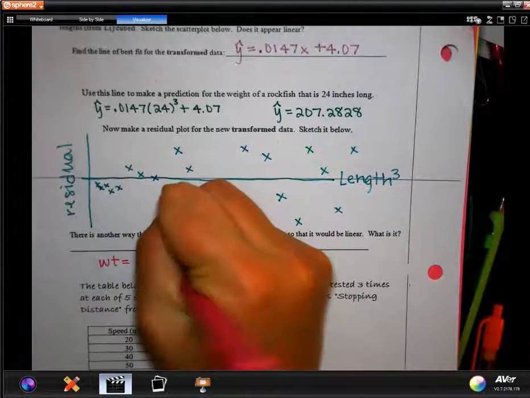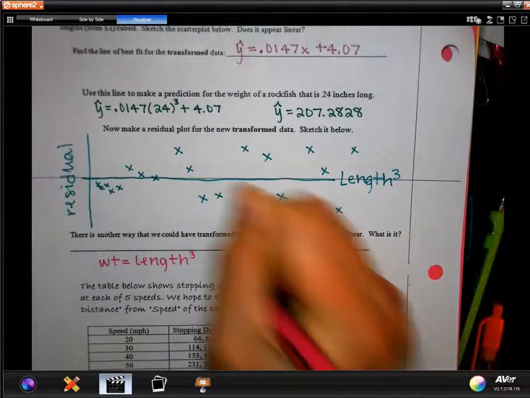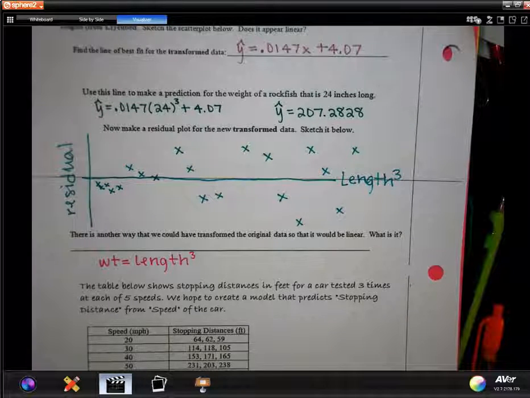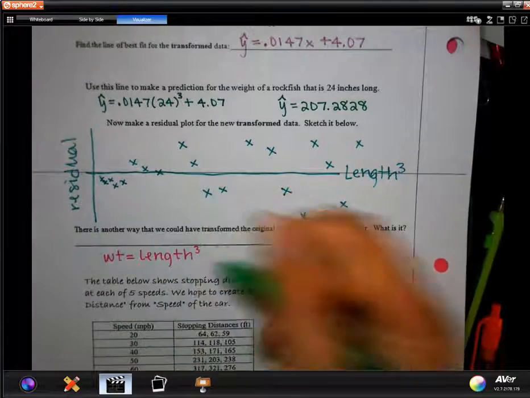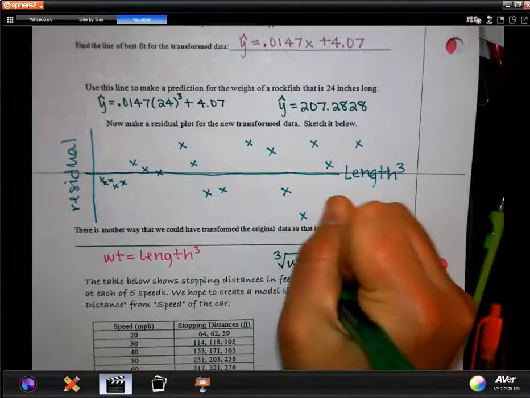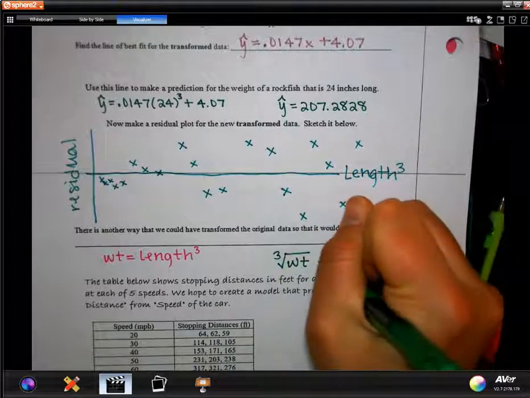What is another way we could have transformed the data? There's another one. Obviously, that's what I'm asking. Sorry, that was kind of a stupid statement. Cube root what? Weight. Cube root weight. So instead of cubing length, we could have cube rooted the weight and left length alone.